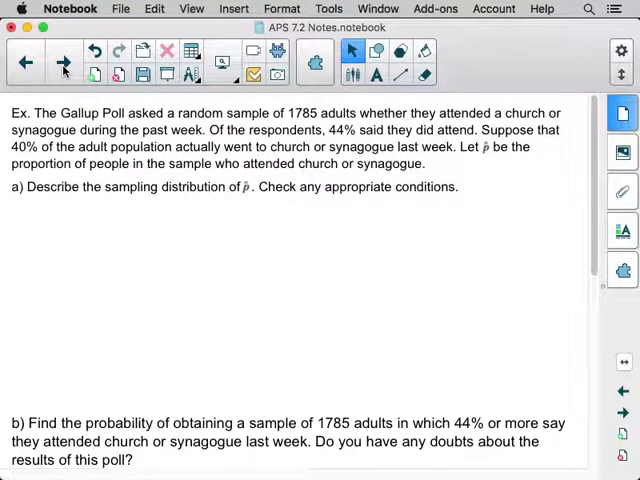All right, the Gallup poll asked a random sample of 1,785 adults whether they attended church or synagogue during the past week. Of the respondents, 44% said they did not attend. Suppose that 40% of the adult population actually went to church or synagogue last week. Let p-hat be the proportion of people in the sample who attended church or synagogue. Describe the sampling distribution and check any conditions.